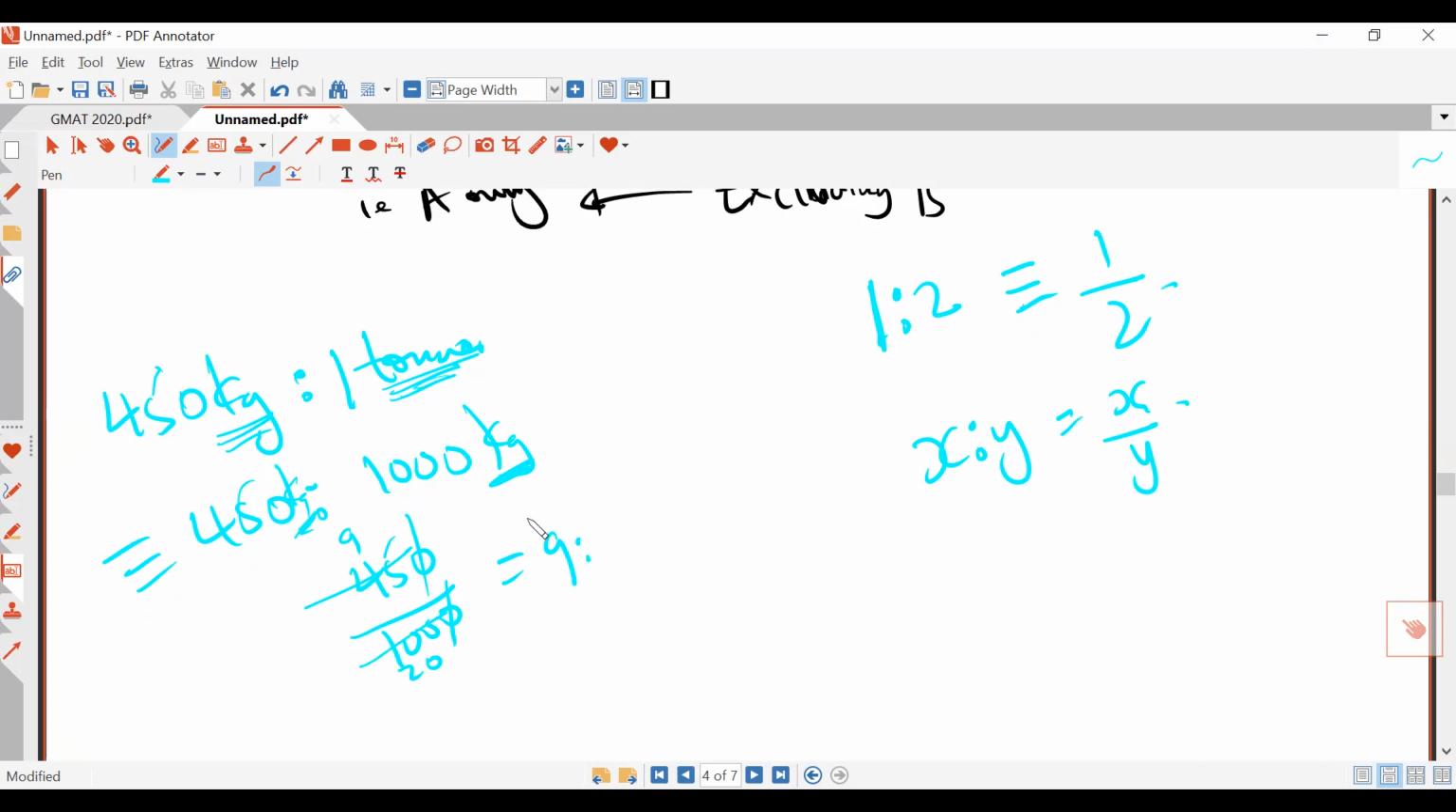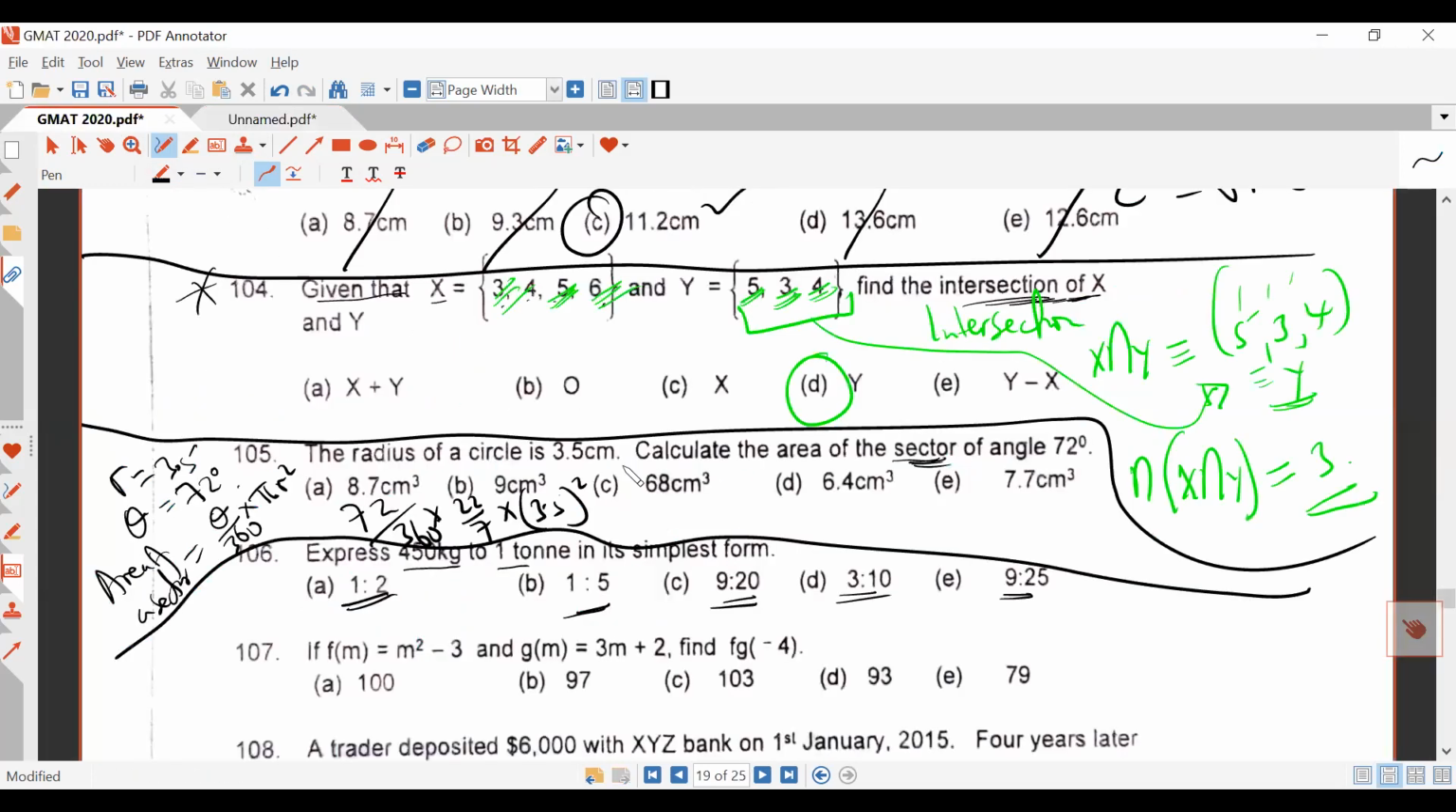It is the same thing, but this is the same as from here. This is 1, 2, 3, so you will get 0.450.